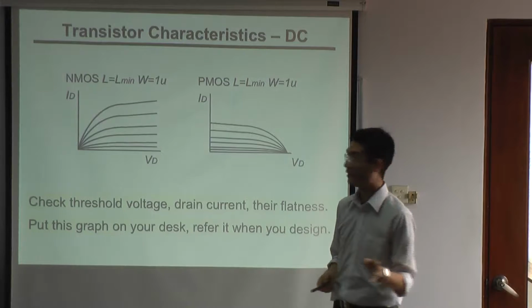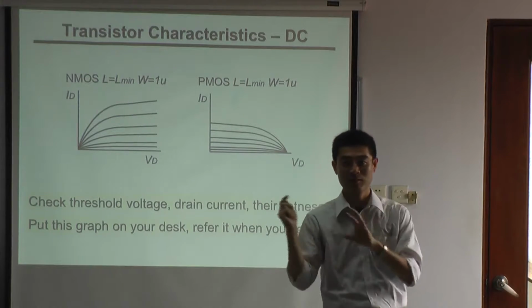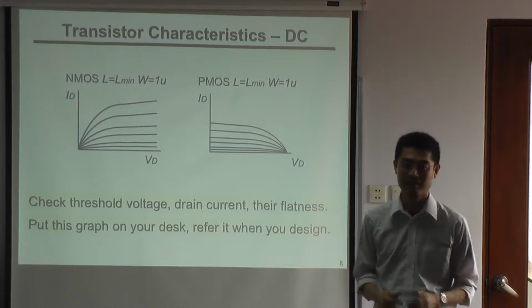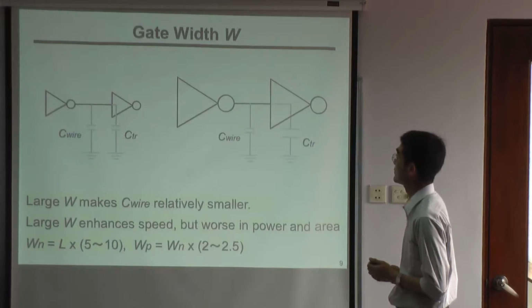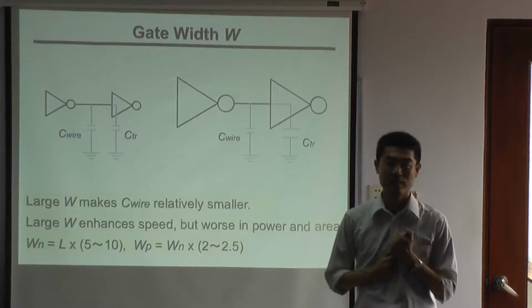On my desk, I put this graph for 0.18, and put this graph for 65, and put this graph for 28. And then we will decide a gate width.